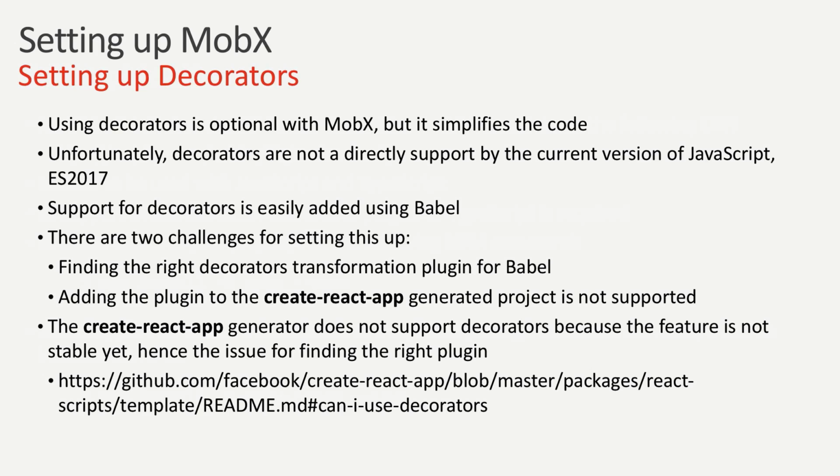So in order to make all of this work, we're going to actually have to find the right decorator transformation plugin for Babel. And then we need to be able to add that plugin to our Create React App application. Problem is, that type of capability, the ability to add a new Babel plugin, is not supported by Create React App. So we're actually going to have to find the correct decorator, and we're going to have to ultimately eject our Create React App application from our Create React App tool.